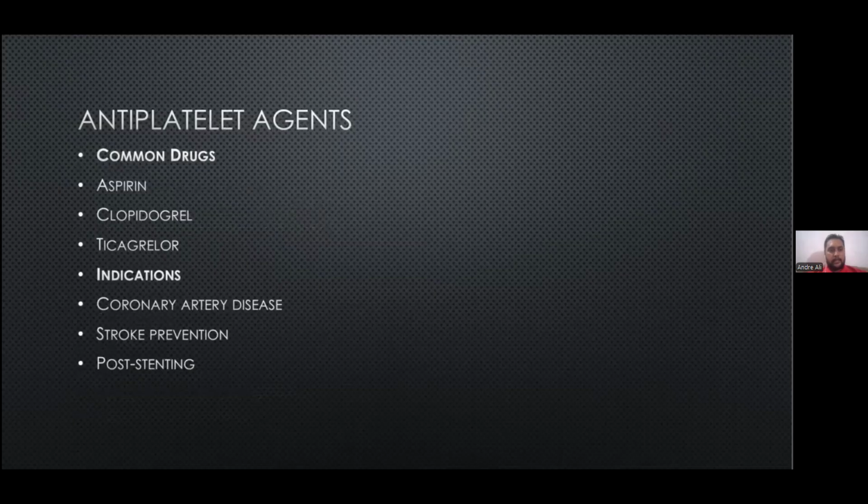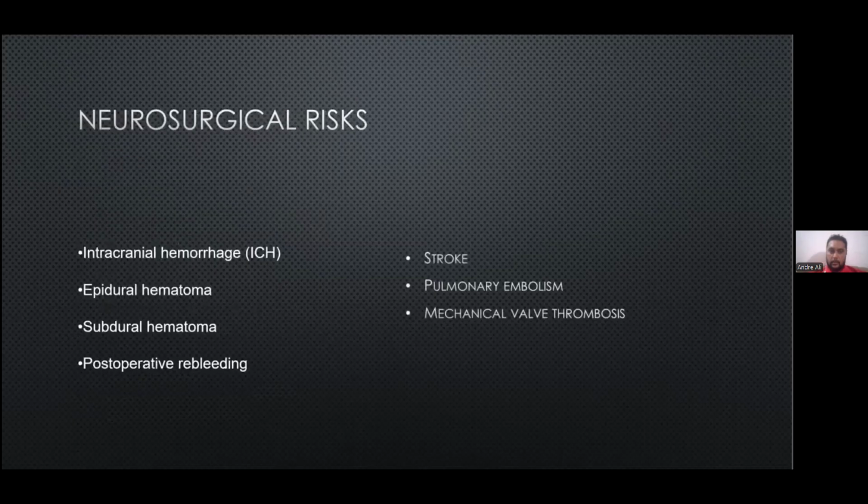Some common antiplatelet agents are aspirin and clopidogrel, and a patient can be on these for coronary artery disease, stroke prevention, or post-stenting. Now, what are some of the neurosurgical risks for a patient that is anticoagulated? They can range from having an intracranial hemorrhage, epidural hematoma, a subdural hematoma, postoperative rebleeding, or they can have thrombotic risks such as stroke, pulmonary embolism, or mechanical valve thrombosis.